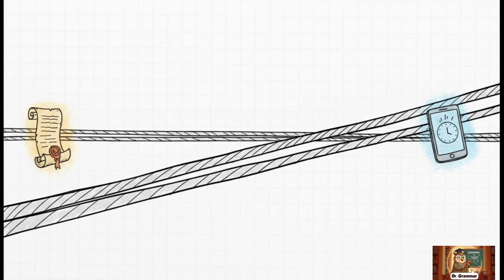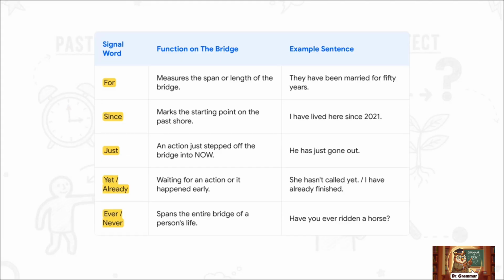And what holds this awesome structure up? Well, it's supported by these super powerful cables. And those cables are our signal words. They're the things that create that vital link between the past and the present. These are your triggers for the present perfect. Just look at how these cables actually work, right? For and since tell you how long the bridge is. Just means the action is so recent, it's literally stepping into the present. And what about ever or never? Well, that spans the entire bridge of your whole life experience. These words are screaming connection to now.